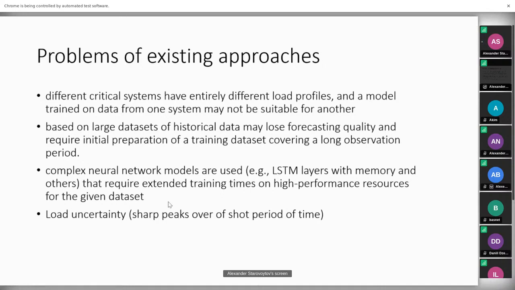At the same time, complex neural network models are used, for example, LSTM layers with memory, that require extended training times on high performance resources for the given data sets, for example, GPU or TPU or something like that. And in addition, the load uncertainty, such as sharp peaks over a short period of time, is very difficult to forecast.